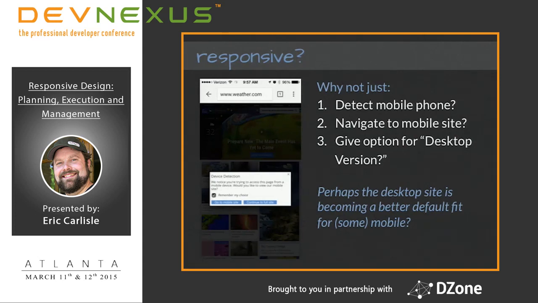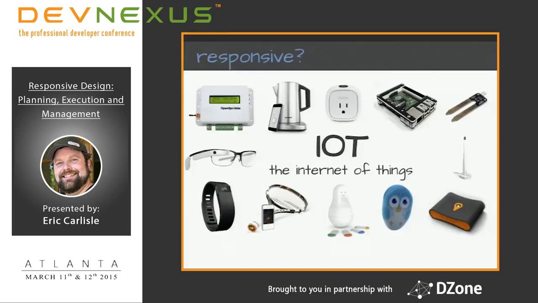We have these ultra-dense pixels, high resolution, so it's almost kind of, are we going backwards? Or are we making this mobile site? So this is just to show a lot of change very recently with responsive design. And then we have the Internet of Things.